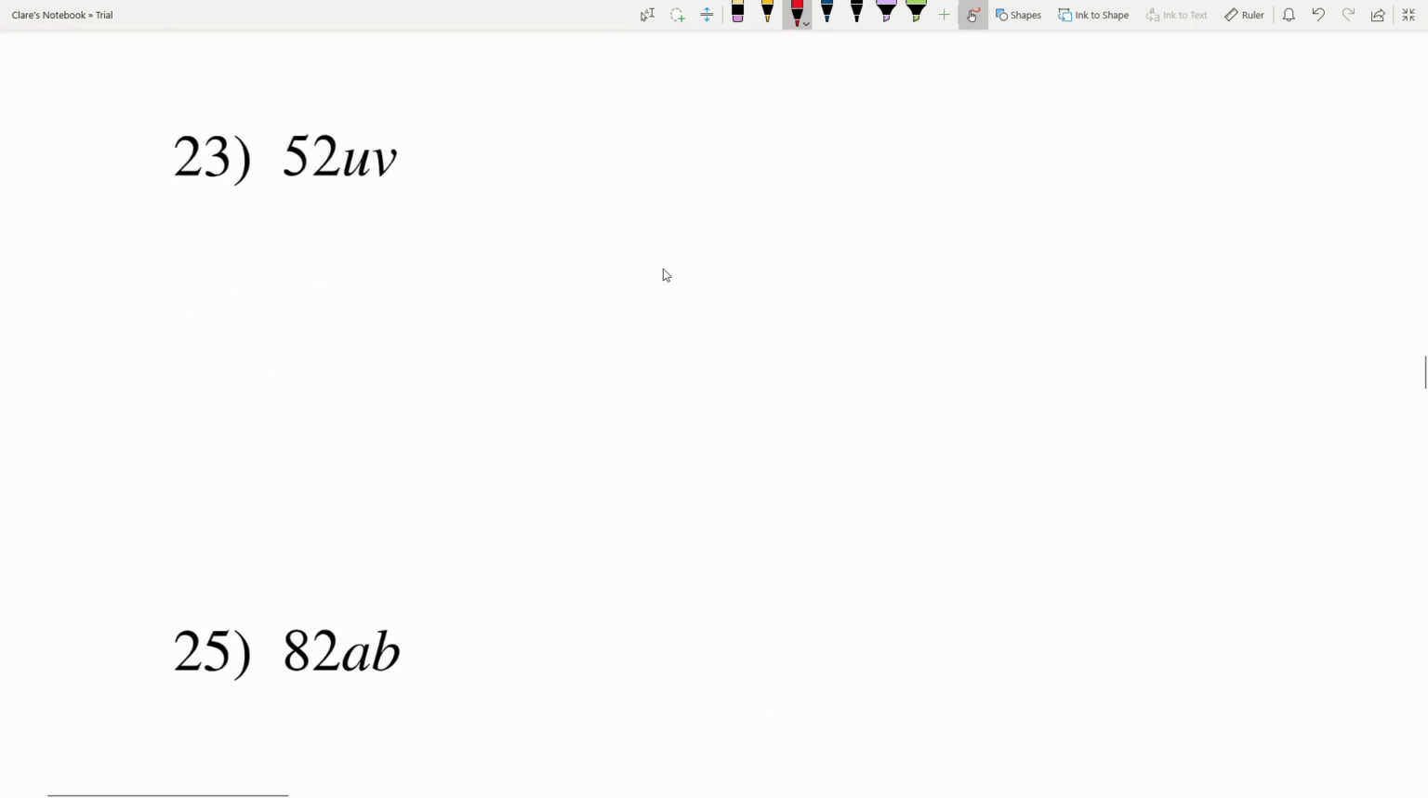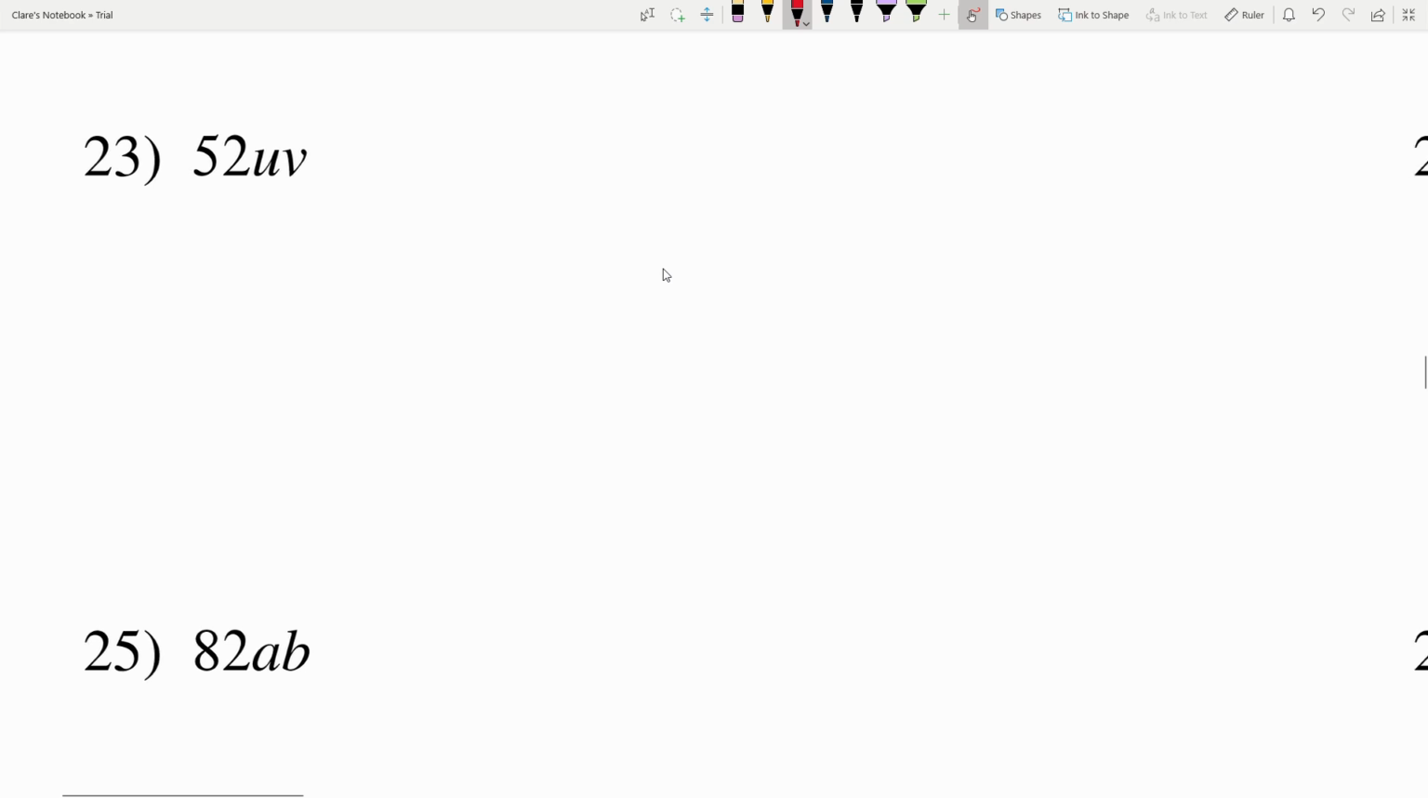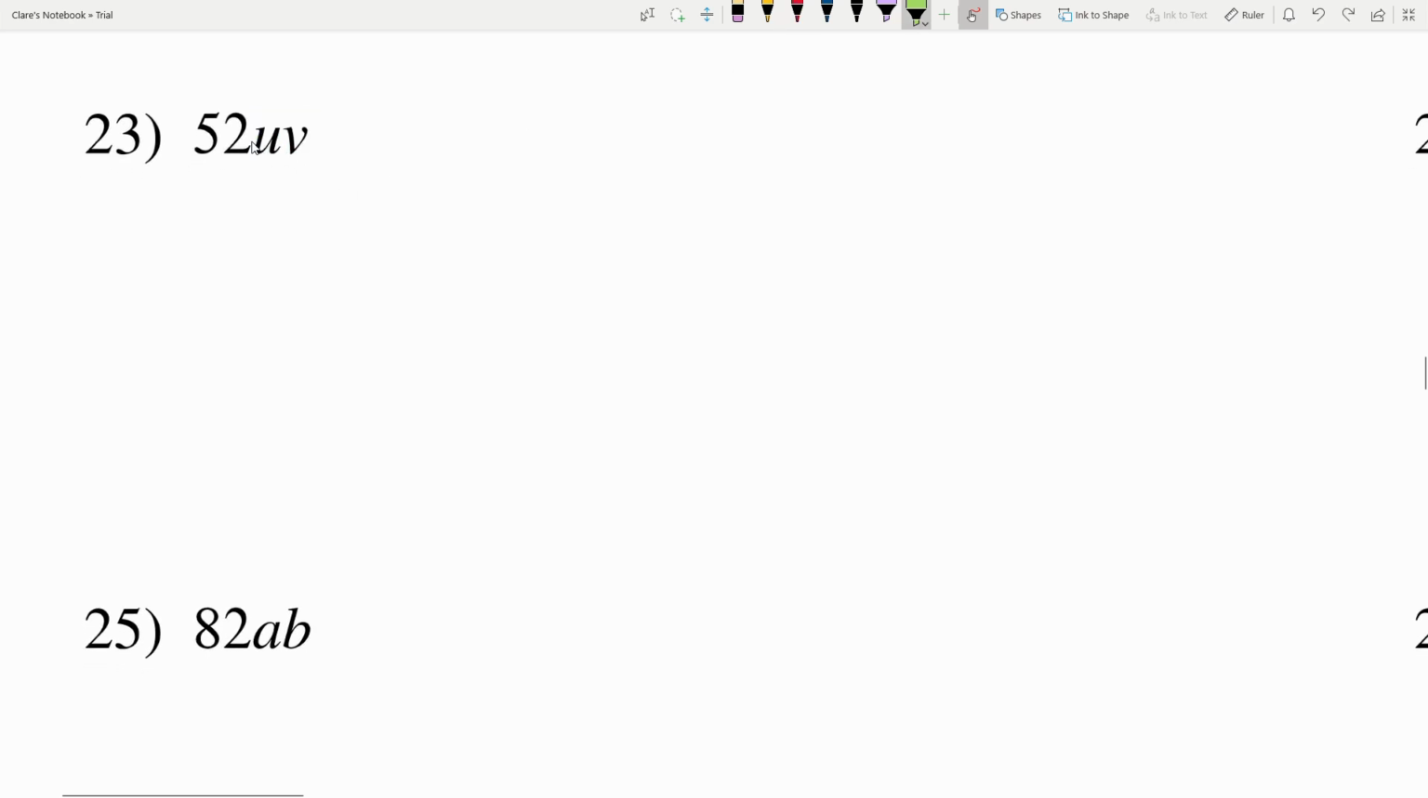In number 23, I have 52 times uv. There's no other way to simplify down uv, so that will be as is. Now we just need to rewrite 52. 52 is divisible by 2, so I'll start there. 2 times what gives us 52? That's going to be 2 times 26. Multiply that by u and multiply that by v.